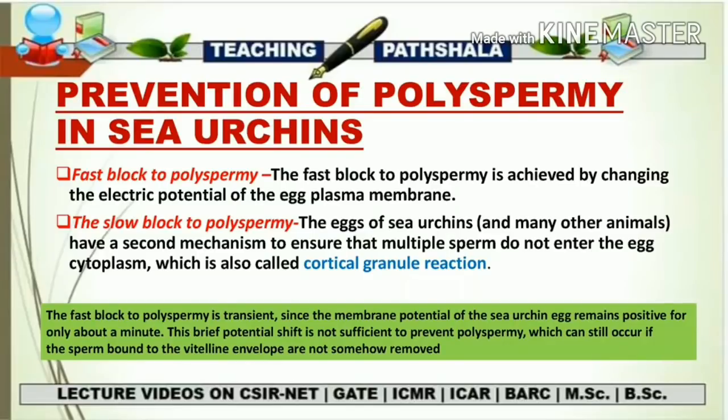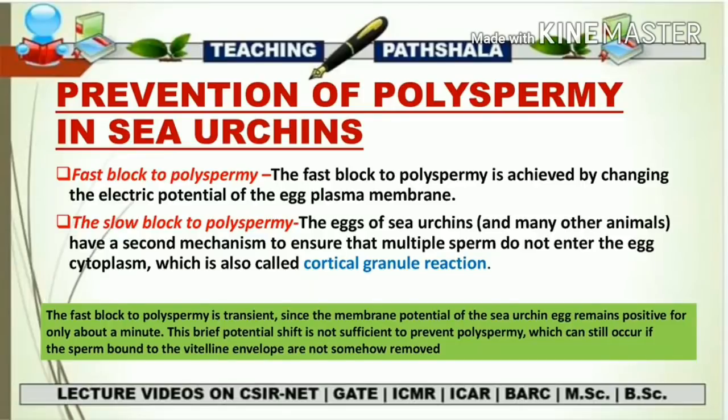The egg of sea urchin and many other animals have a second mechanism to ensure that multiple sperm do not enter the egg cytoplasm, which is also called the cortical granule reaction. After the successful fusion of sperm and egg, just after 3 to 4 seconds, the fast block of polyspermy occurs, and this is the first type of blockage.